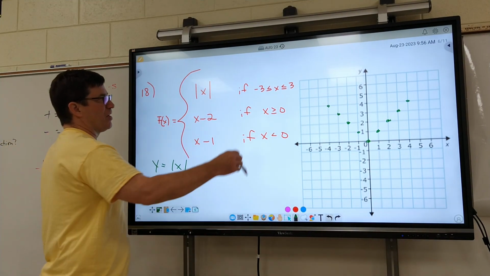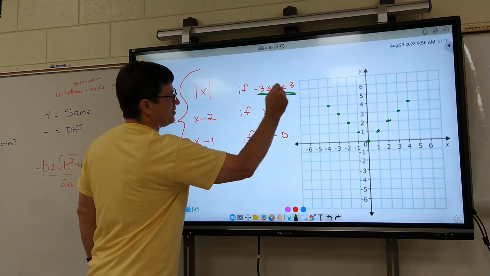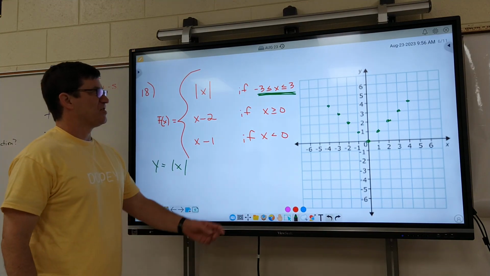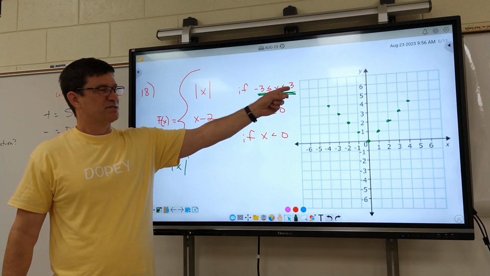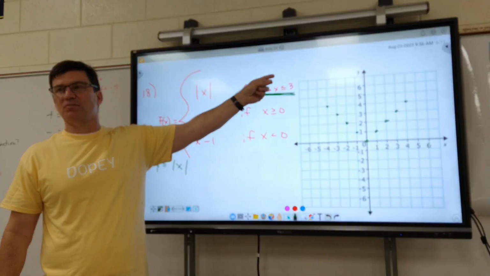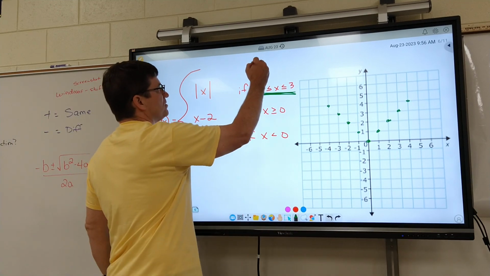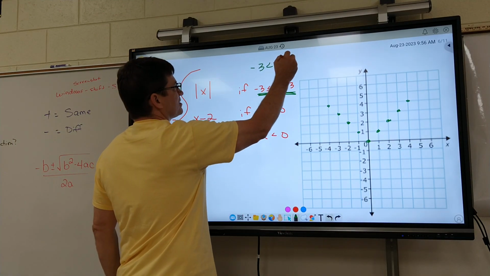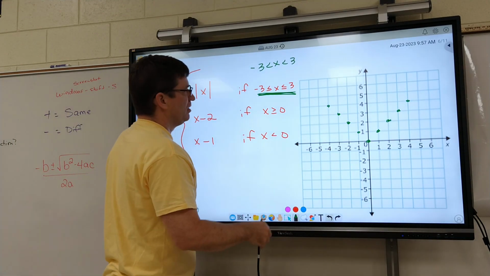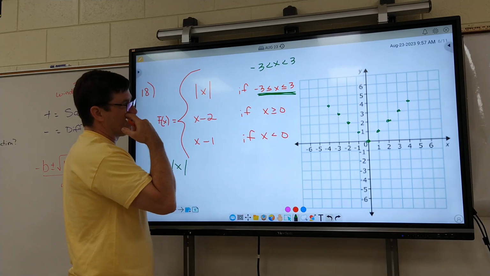All right, now, this is the part I'm worried about y'all messing up on. What does this mean right here? It means start at negative 3. Stop at positive 3. Circles, open or closed? Closed. They're closed. Now look, if it was just negative 3 less than x less than 3, that would be open. But with the equal signs under them, we got to close them up.